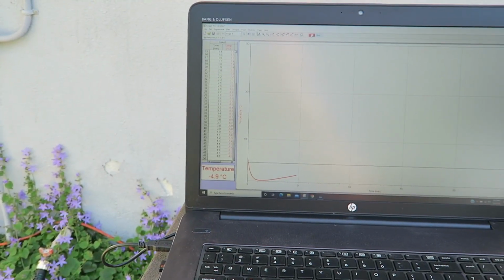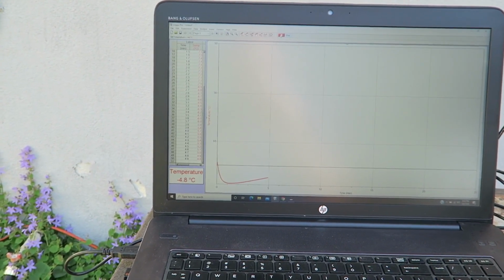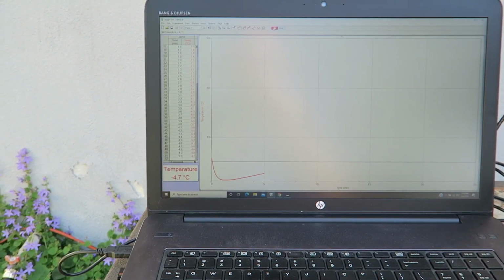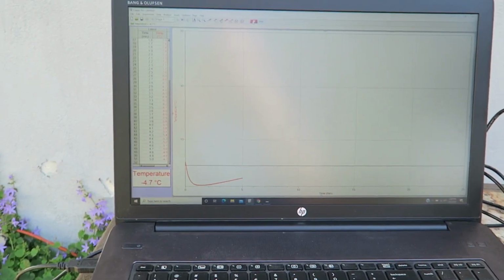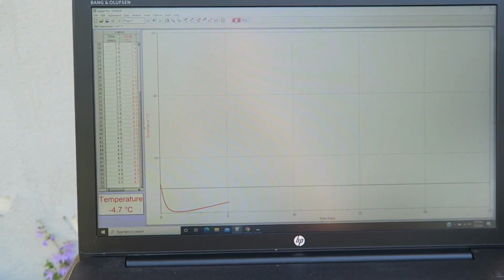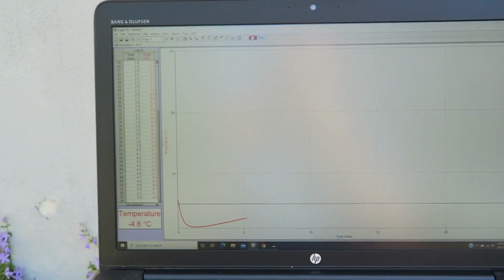So at 4.8 minutes, temperature is currently negative 4.9 degrees. 4.9 minutes, negative 4.8 degrees Celsius. Let's see what it's at 5 minutes. It's at negative 4.7. So it's still increasing at a steady rate. And I'm going to go ahead and shut this video off for now and let the experiment unfold over the next 25 minutes of data collection.